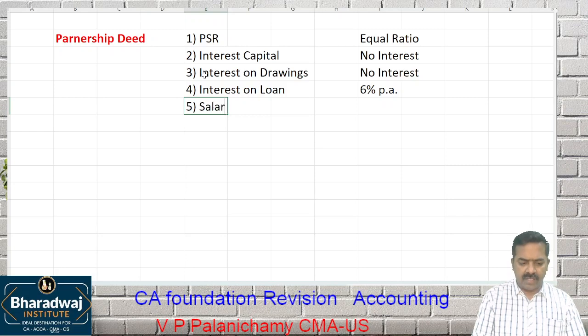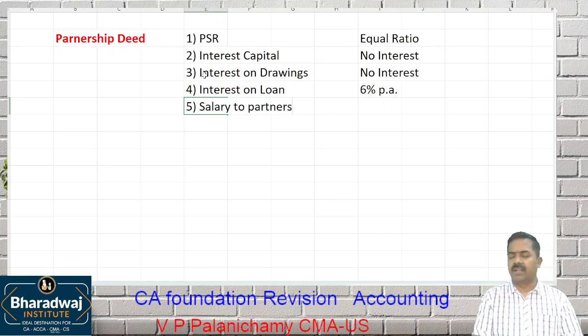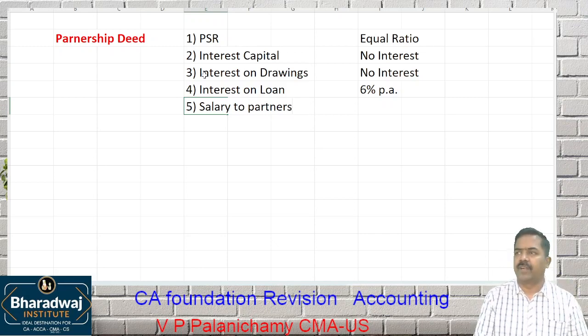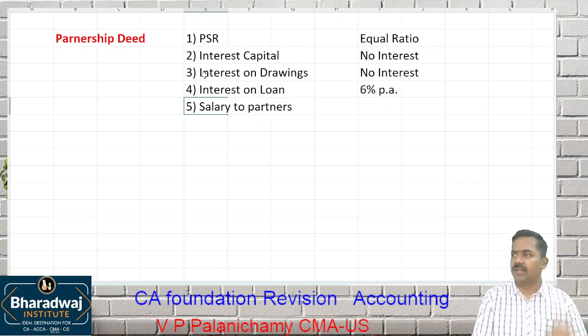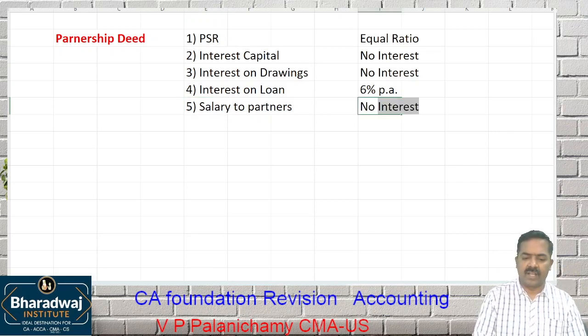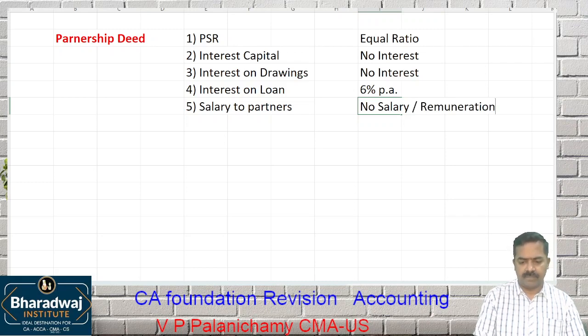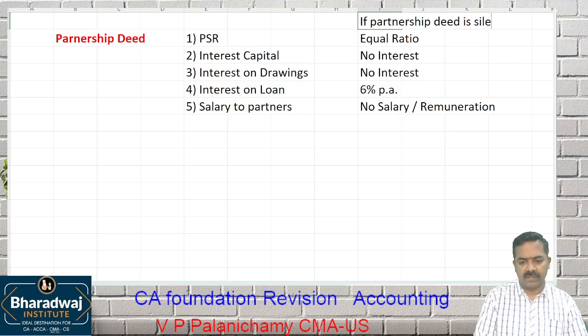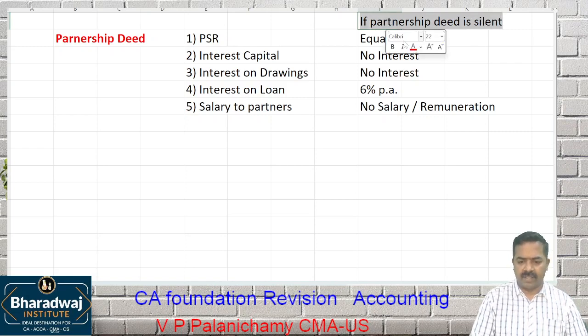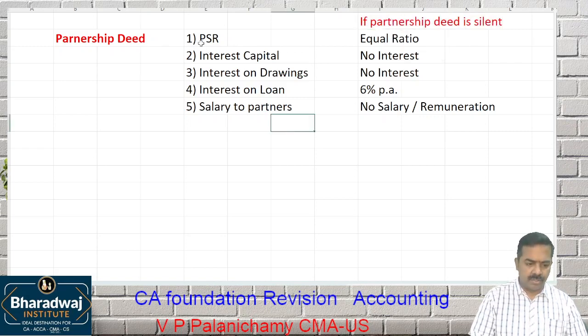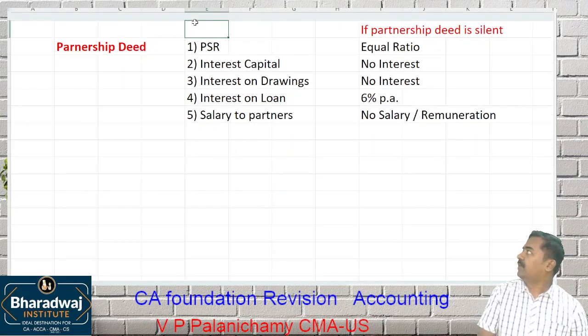What about salary or remuneration to partners? If the partnership deed is silent about salary, then no salary or interest will be paid. In the partnership deed, if it is provided that a partner will be paid this much, then you have to pay. Okay, this is what we have to do if the partnership deed is silent. So this is about the partnership deed.